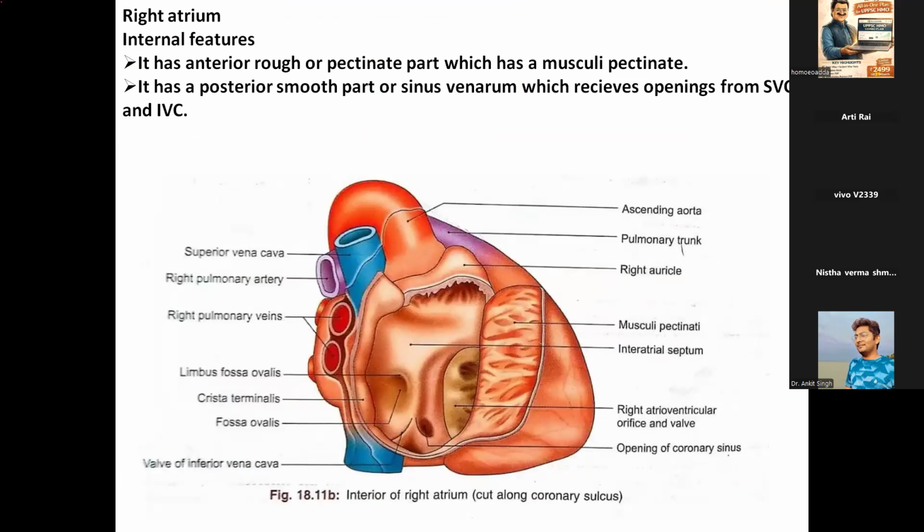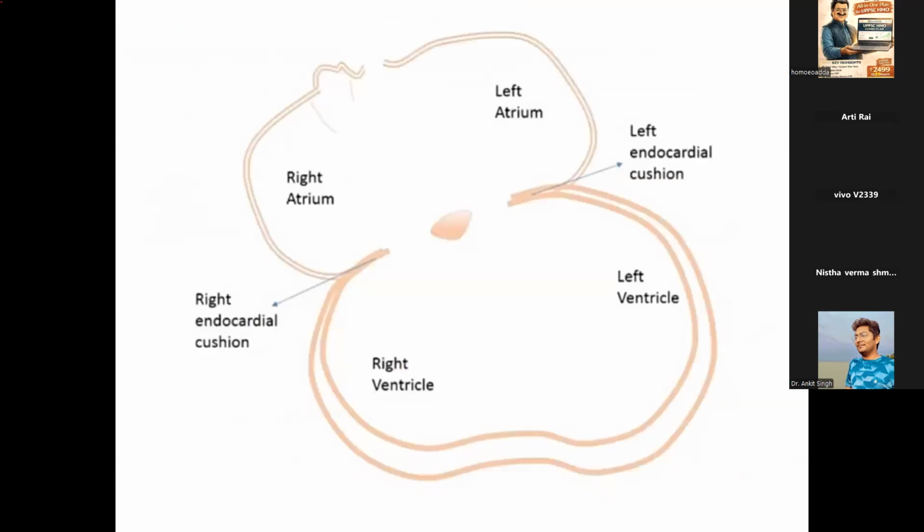When you see the internal features, there is an anterior rough pectinate part, and a posterior smooth sinus venarum containing the openings for the SVC and IVC. Right? Then we understand the development of the interatrial septum.